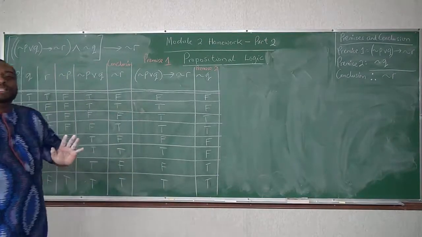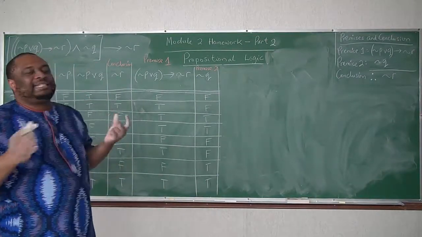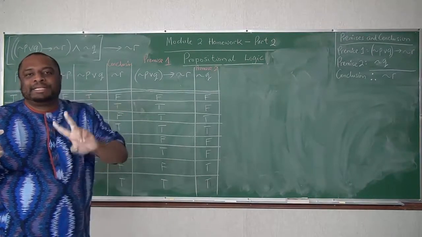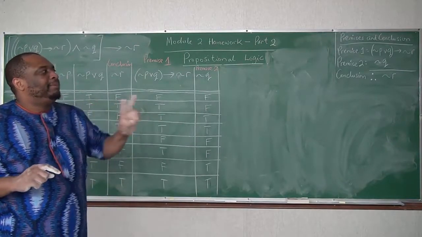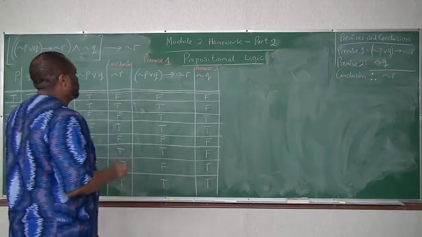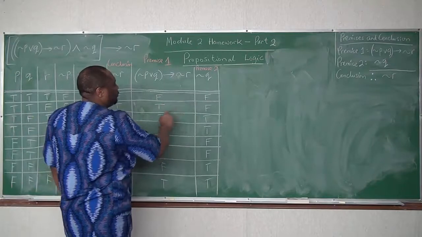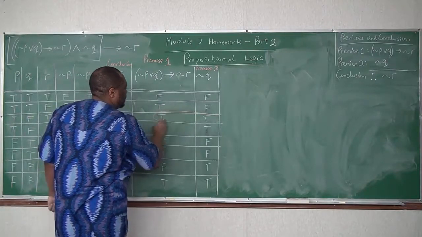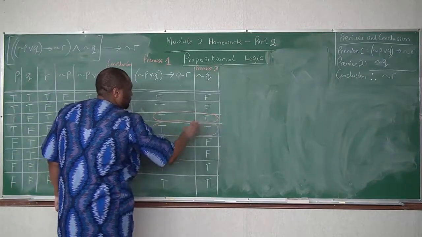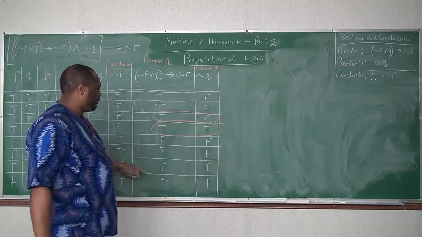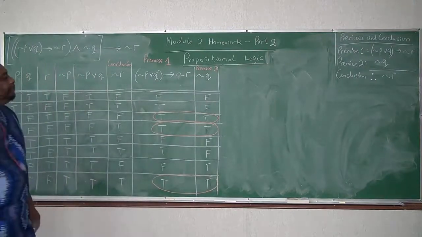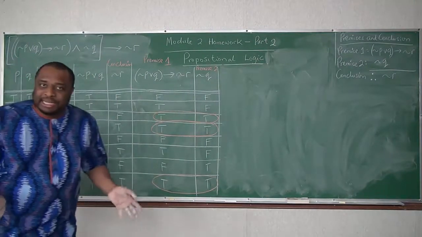Okay. Now with the second method, let us circle all the cases where both premises are true. Let us find all the cases where both premises are true. False, false, no. True, false, no. True, true. I circle it. False, false, no. True, false, no. False, true, no. True, true. I circle it. So these are the cases where both premises are true.